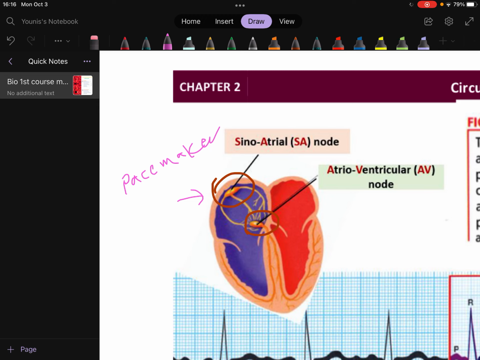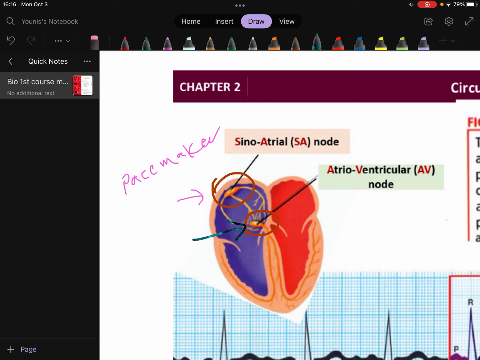After the signal is initiated, the signal will stimulate the muscle cells in the wall of both atria to contract. And the atria will contract and the phase is called auricular systole or atrial systole. Now after this, we will explain what happens during that phase. But I just wanted to remind you of these nodes.